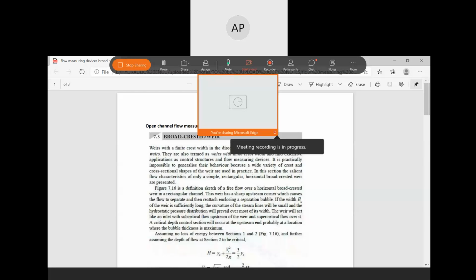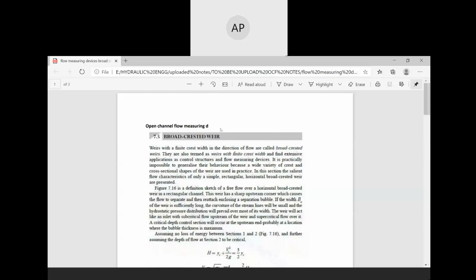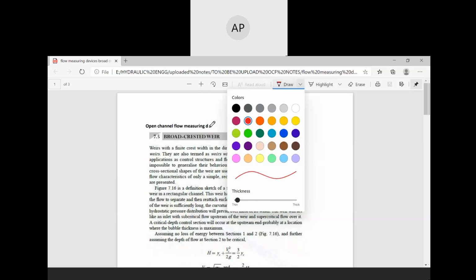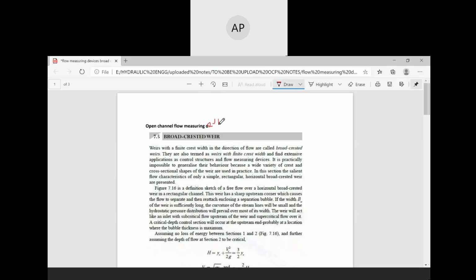Sluice gate, then flow measuring devices, broad crested weir. So let me share another screen. Is this visible? Open channel flow measuring device. Okay, it should be device.